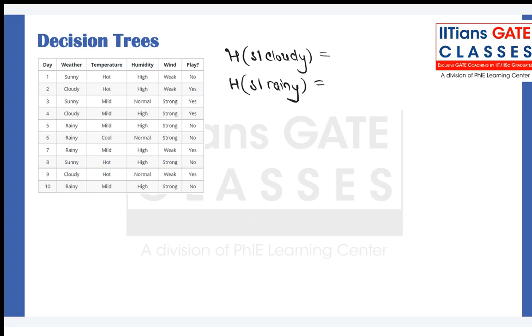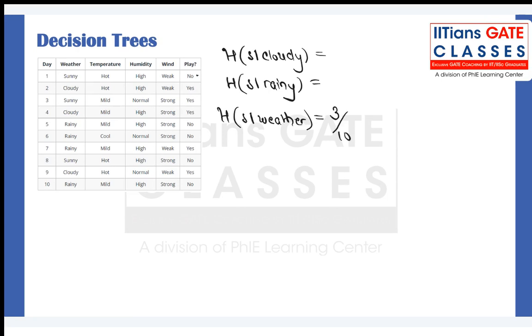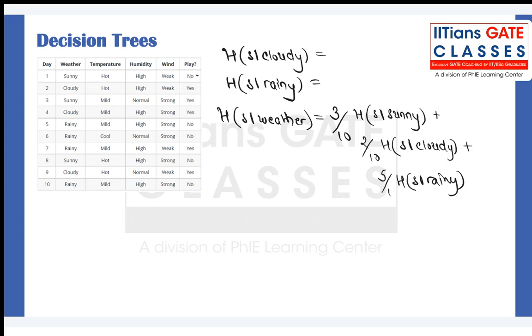Okay. And then the final entropy is nothing but the weighted average of these entropies, which means out of the initial data set which had 10 points, you see there are 3 sunny points. So 3 by 10 H of sunny plus cloudy is 2 by 10 H of S given cloudy plus 5 by 10 H of S given rainy. So this is your entropy of S given the weather, okay, which is a weighted average across the 3 different classes it has, sunny or cloudy or rainy.